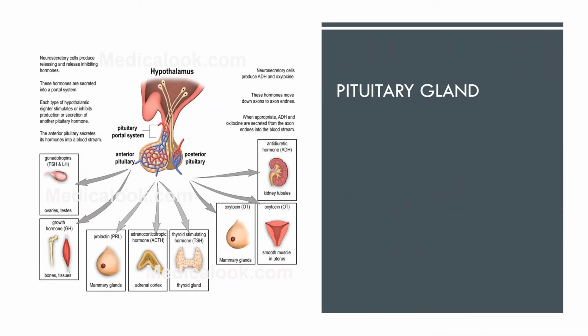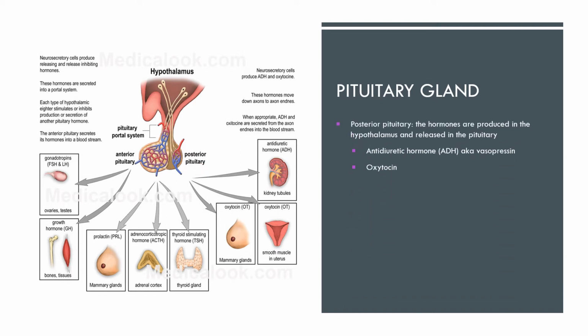Now let's delve into the pituitary gland. The pituitary gland has both an anterior portion and a posterior portion. Let's start with the posterior portion. The posterior pituitary gland, the hormones are actually produced in the hypothalamus. So the hormones are produced up here, but they're released down here.